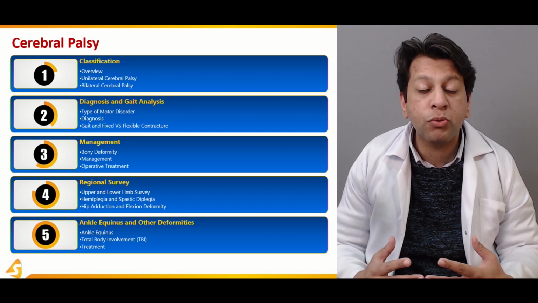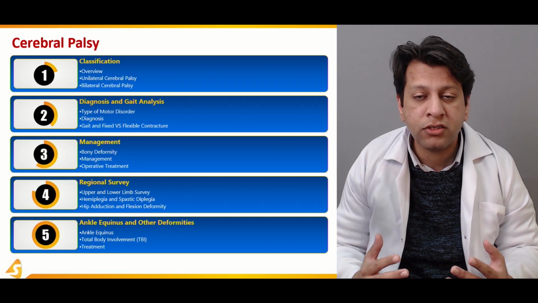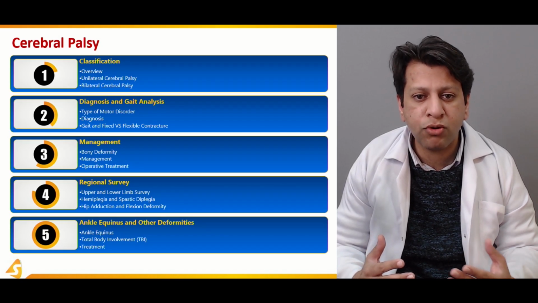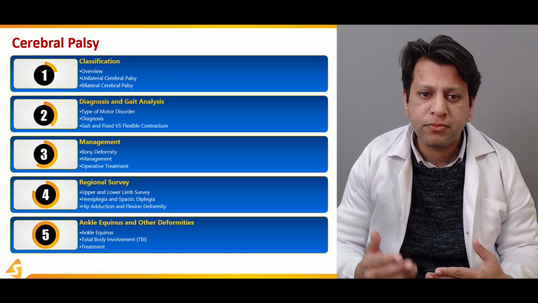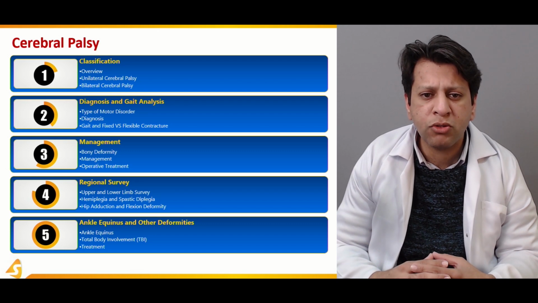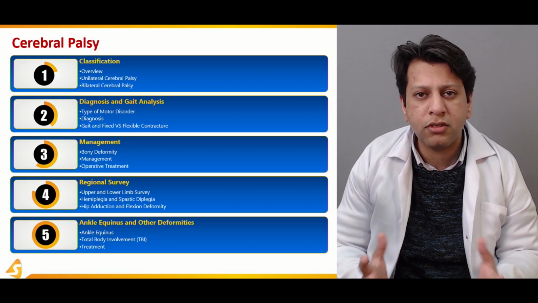We'll be briefly going through its classification, how it affects the different parts of the body. We'll be going through the overview, whether it's unilateral or bilateral cerebral palsy. Then in the second section, we'll be going through how to diagnose cerebral palsy.